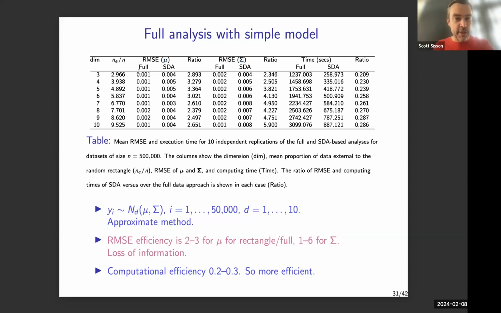For each of these, I'm looking at the root mean square error. For mu, the model's in different dimensions. For the full data analysis, this is my root mean square error. The middle column is the root mean square error I get from the histogram-based, the random rectangle-based analysis, and the ratio is here. So I'm doing somewhere between 2.5 to 3 times worse in terms of root mean square error for this parameter. And for this parameter here, I'm doing somewhere between 2 and say 6 times worse. So the question is, is this acceptable?